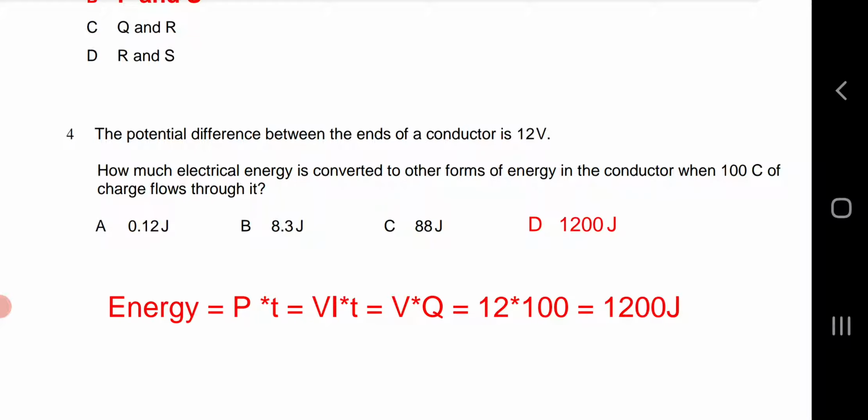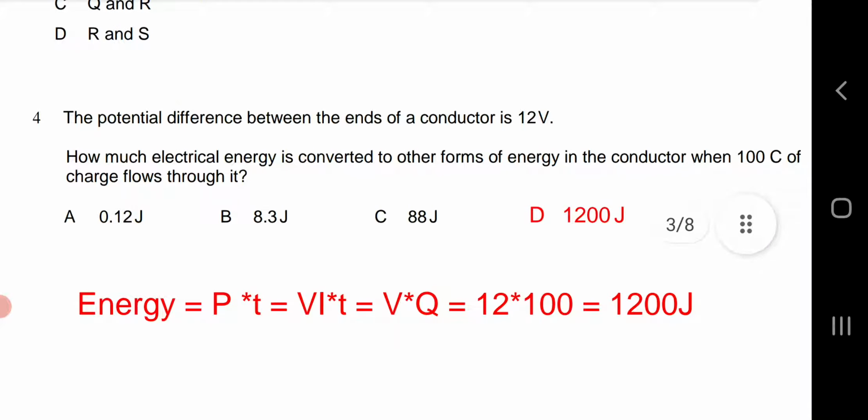Question number 4. The potential difference between the ends of a conductor is 12 volt. How much electrical energy is converted to other forms of energy in the conductor when 100 coulomb of charge flows through it? The formula for energy is power multiplied with the time, and power is voltage multiplied with the current. And I multiplied with the T is the charge. So energy is voltage multiplied with the charge. Volt is 12, charge is 100, so energy is 1200 joules.